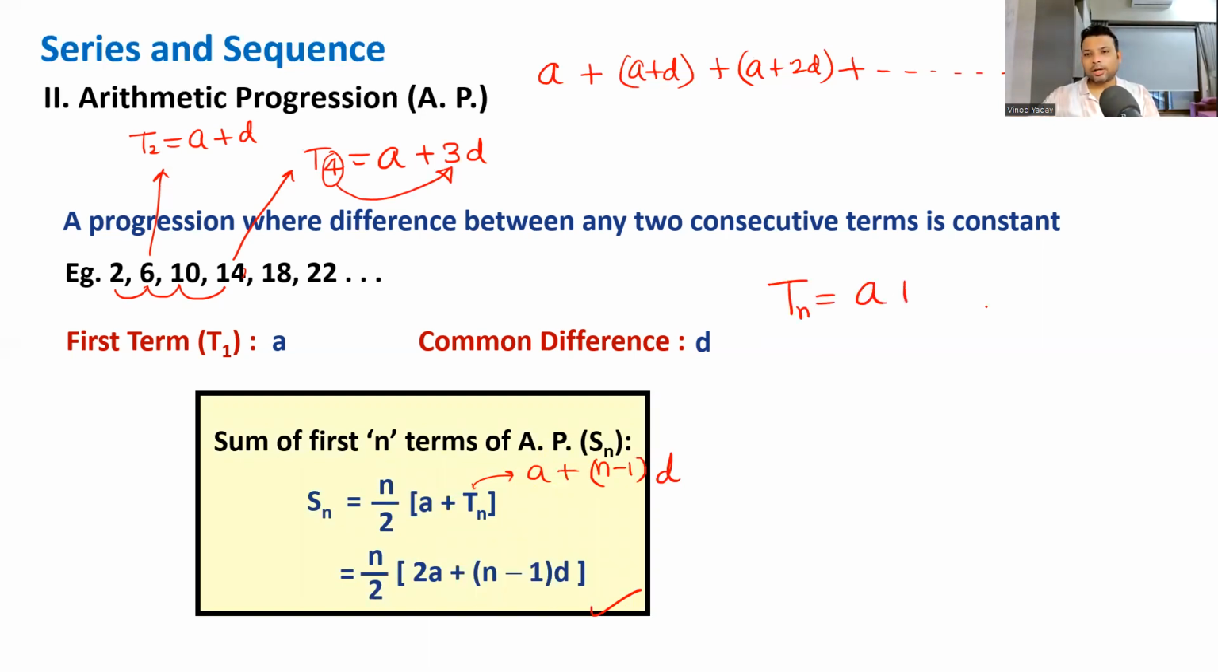So Tn you understood, right? A plus n minus 1 times D. You need to know the first term, the number of terms, and the common difference, then you can find Tn. All right. Comfortable till here? Great.